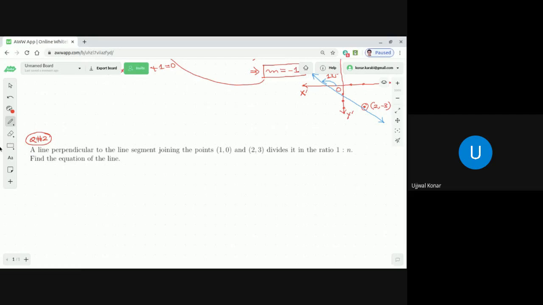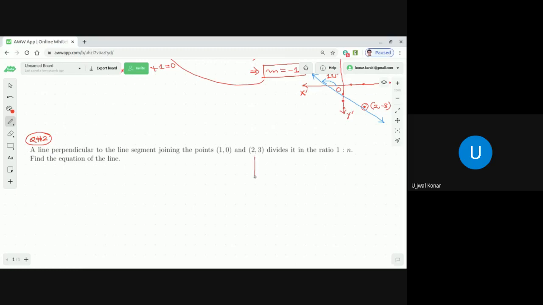This is question number 2. A line perpendicular to the line segment joining the points (1, 0) and (2, 3) divides it in the ratio 1:n. Find the equation of the line. So you also start doing along with me.